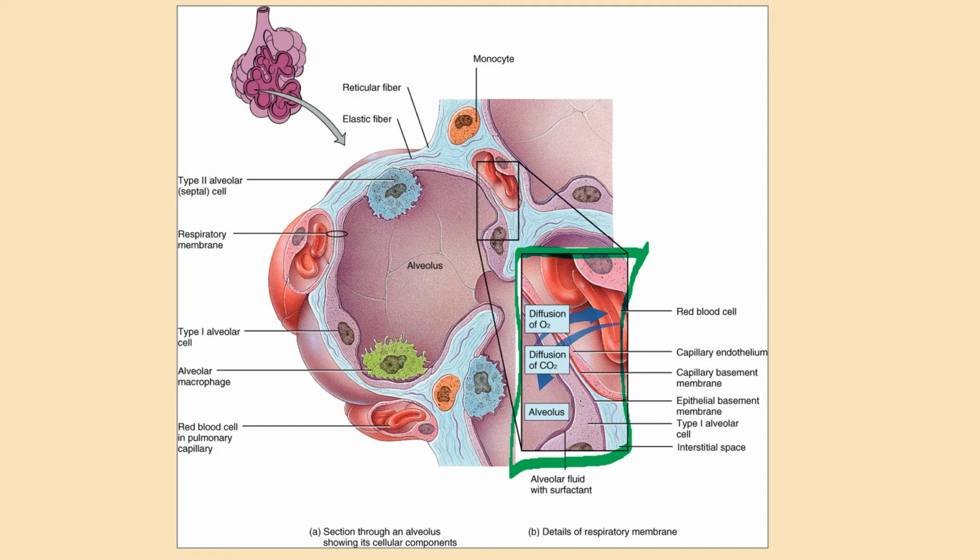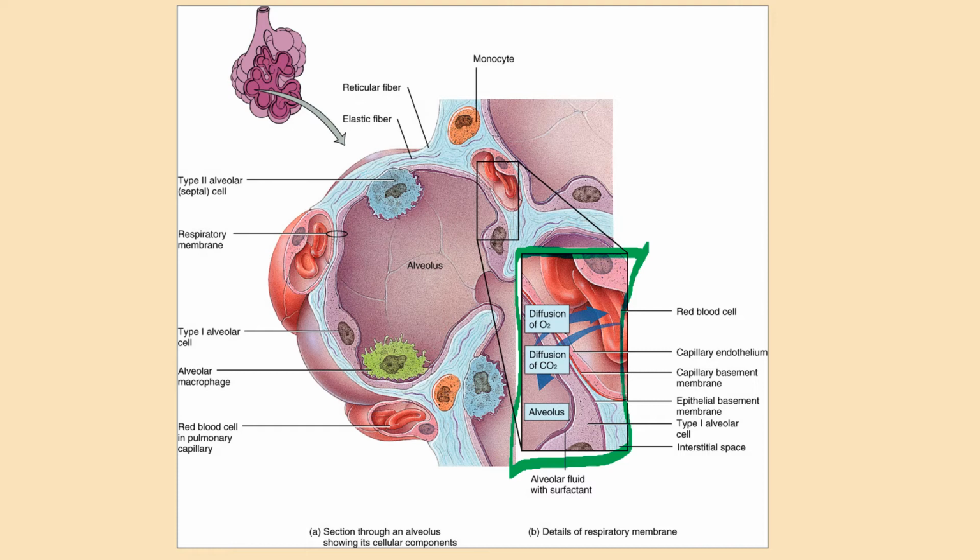And all of this is by diffusion according to these gases' respective concentration gradients. It's really better to talk about that in terms of partial pressures. But for now, I know you understand concentration gradients. So oxygen and carbon dioxide are moving along their respective concentration gradients by diffusion.